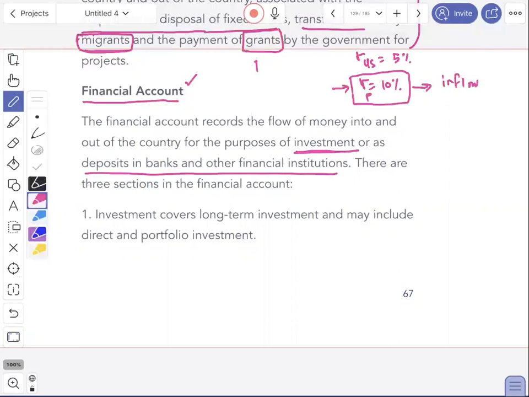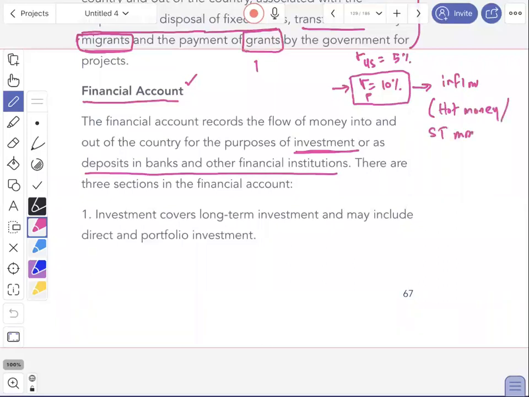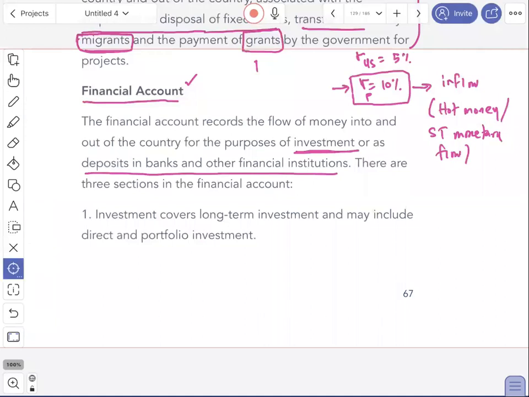We also call this money, we'll talk about this later, hot money or short-term monetary flow. And this money is received primarily because your interest rates are probably higher than the US interest rate. So if that happens, this is called, yeah, it's a funny name, hot money or short-term monetary flow, which is happening because your country's interest rates are higher than, for example, US interest rates.